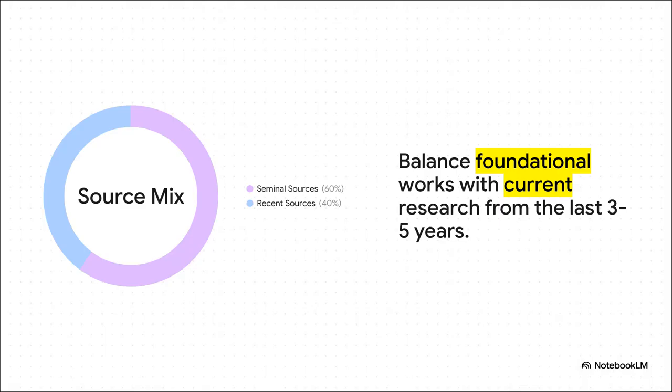And this donut chart brilliantly illustrates a key piece of that first step. This isn't just about random percentages. It's about signaling credibility. Grounding about 60% of your review in those classic, seminal works shows the editor you know the history of the field. Then dedicating the other 40% to recent work from just the last few years proves you're engaged in the current cutting-edge conversation. It's the perfect balance.